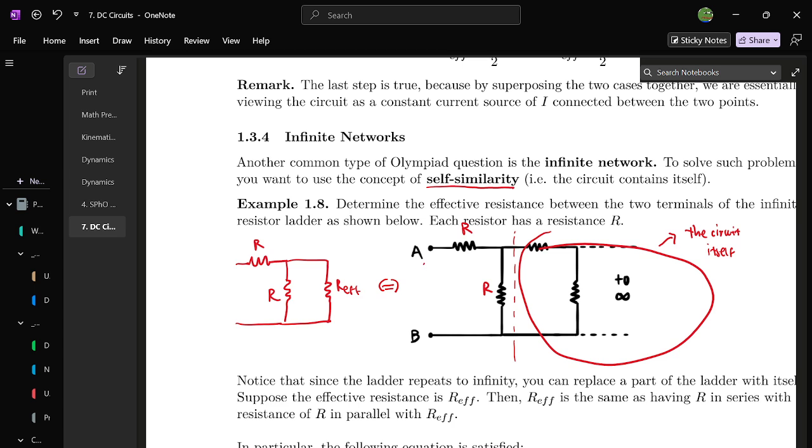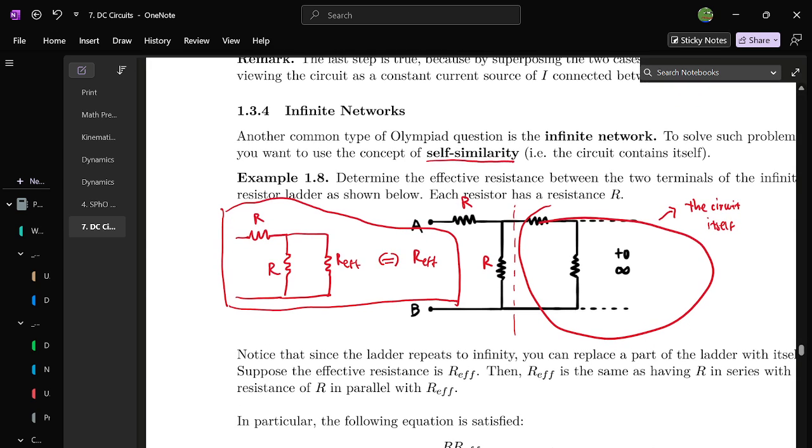It's equivalent to just R effective because the circuit contains itself. Now this is the key observation that you're supposed to make for this infinite circuit. Because once you do this, you can set up an equation in terms of R effective by simplifying this.